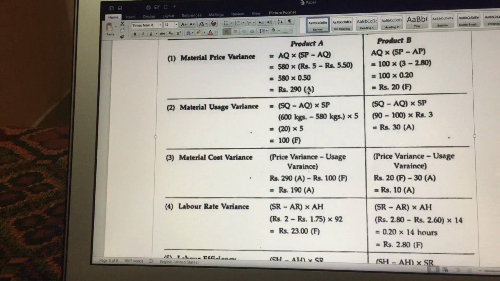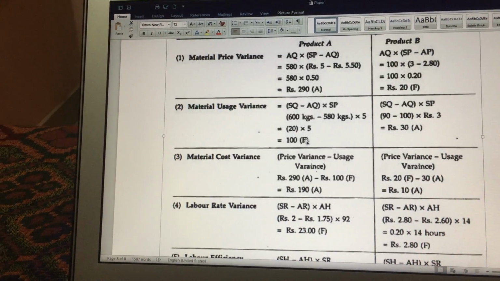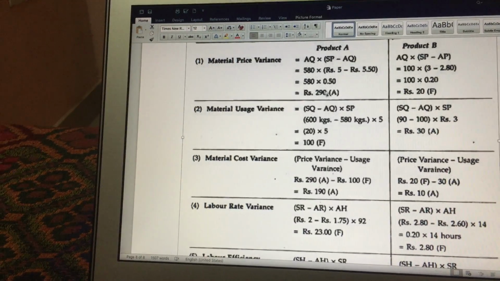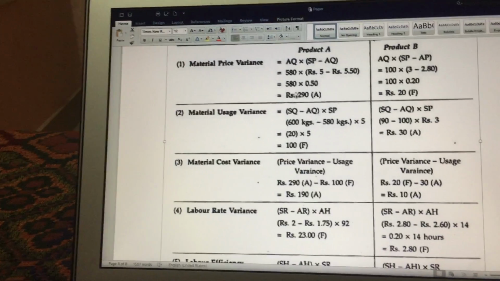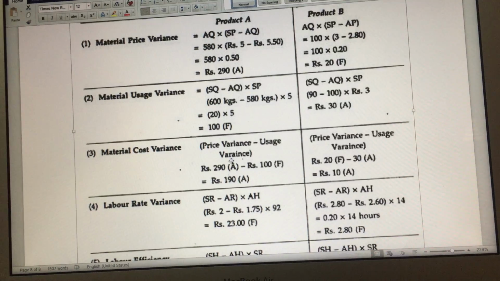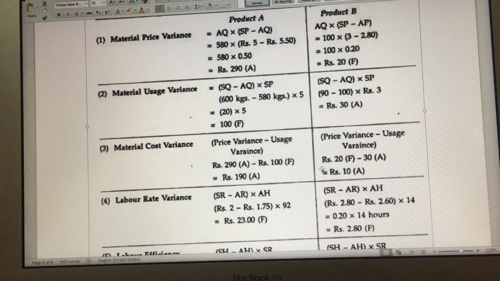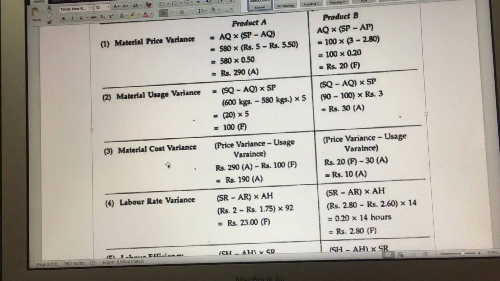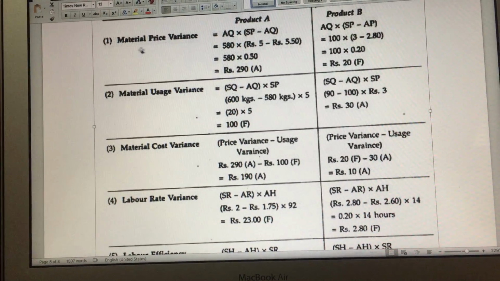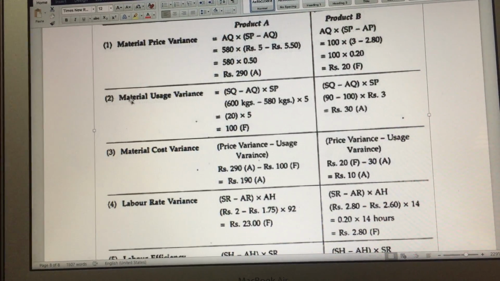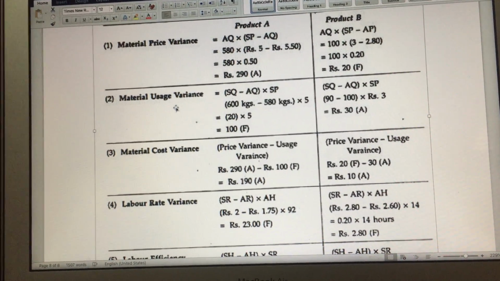So it was 290 adverse, 100 favorable. So cost will be 190 adverse, because 290 minus 100 will give you 190 adverse. So we will calculate for A. Similarly, we calculate for B, meaning the material cost variance formula is very simple. The answer of material price variance will be subtracted from the material usage variance.